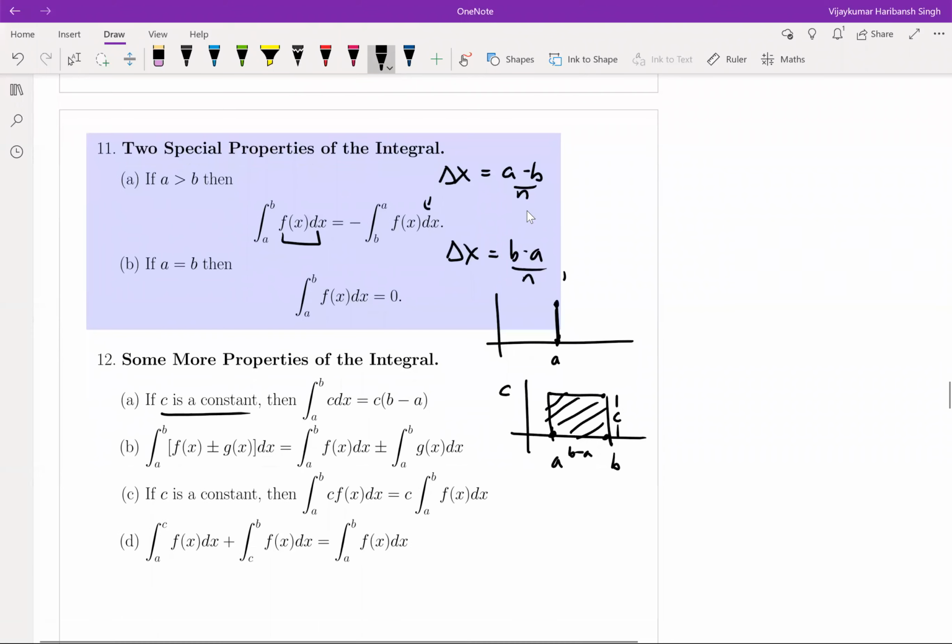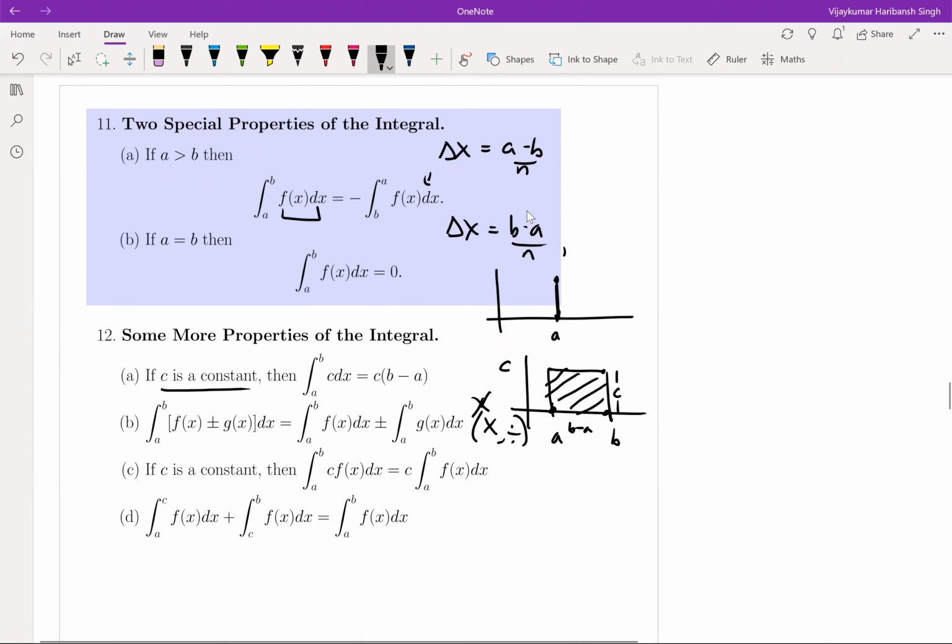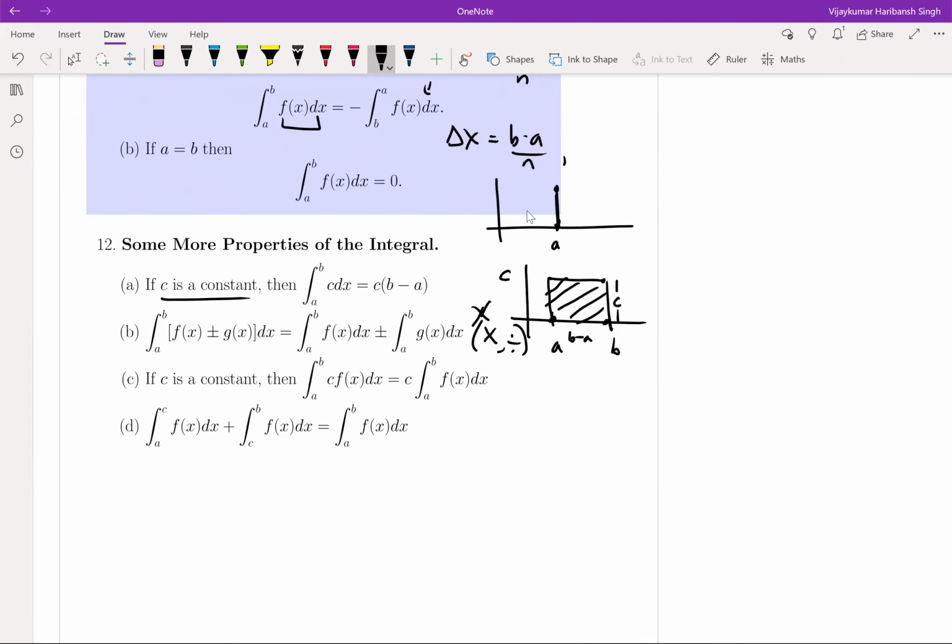Similarly, if you follow the definition, you can see that the integral from a to b of f(x) plus or minus g(x) dx, you can break the integral. It goes from a to b of f(x) dx plus or minus the integral from a to b of g(x) dx. Note that this is not true for multiplication or division. Similarly, if you have a constant in the integral, you can take the constant out.